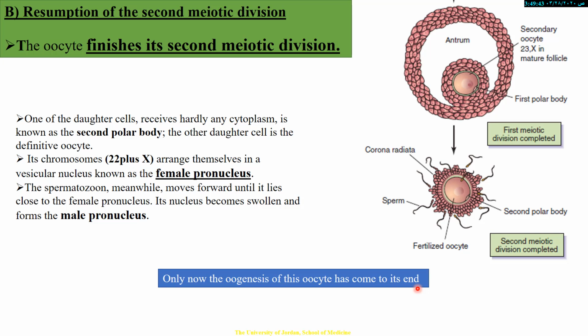What would be ovulated is nothing but the cumulus oophorus, and it would be arranged as corona radiata, zona pellucida, and a secondary oocyte that has initiated meiosis 2 and is arrested in metaphase 2. So it has not yet finished meiosis, and it would stay arrested there, and of course it has its first polar body.